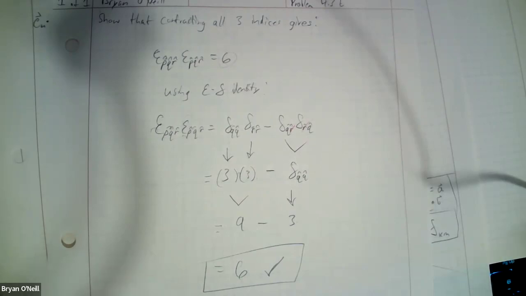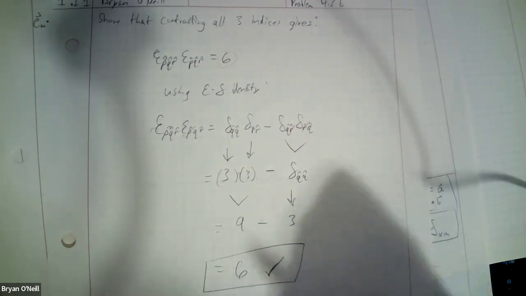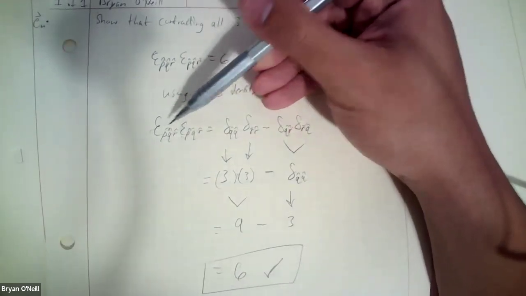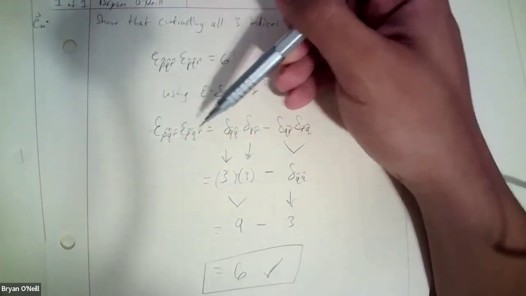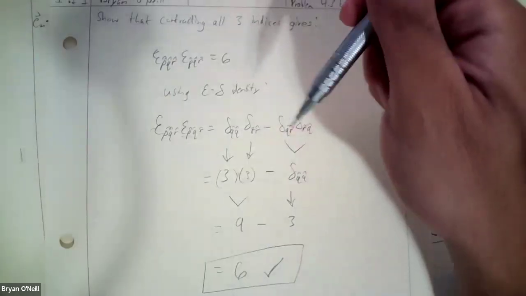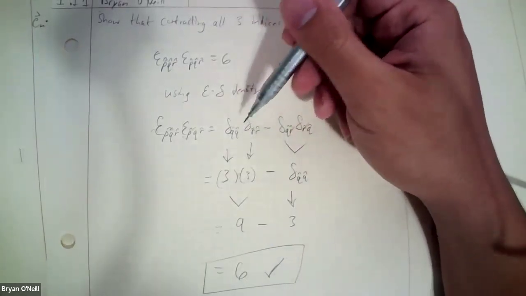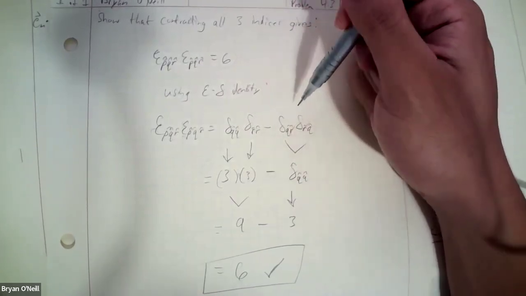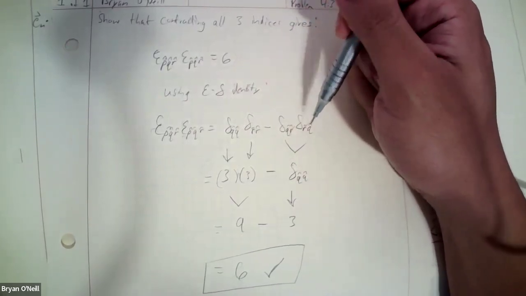I've already written it out here, but just for a reminder, the epsilon delta identity would be epsilon ijk times epsilon imn equals, I need to go look at the book now, delta jm times delta kn minus delta jn times delta km.